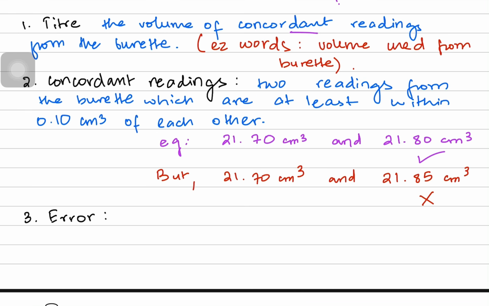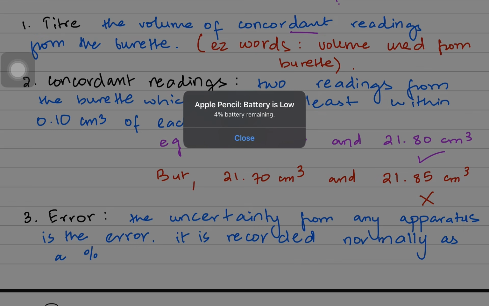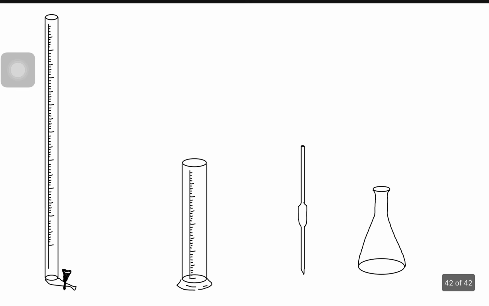Error is basically the uncertainty from any apparatus. It is normally recorded as a percentage. To understand the idea of errors better, let's go through these apparatus.